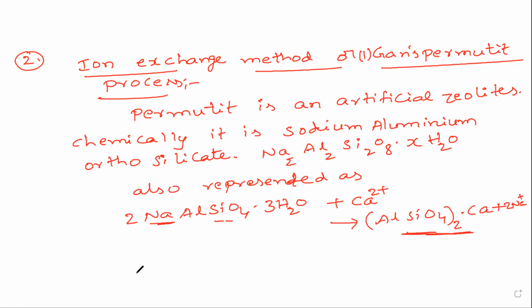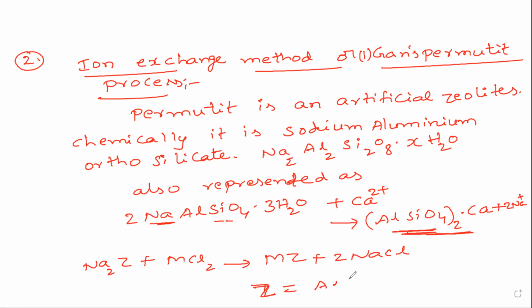So Na2Z, that is permutit, combines with MCl2. Finally we can write Na2Z combined with MCl2 forms MZ plus 2 NaCl. Here M is the metal, and Z is equal to zeolite. Z is equal to zeolite, which is equal to (AlSiO4) taken twice.